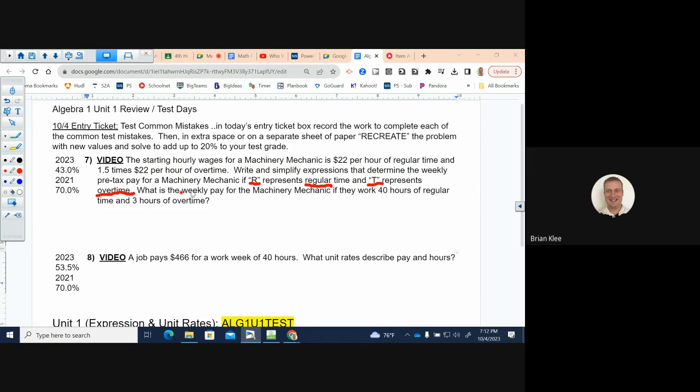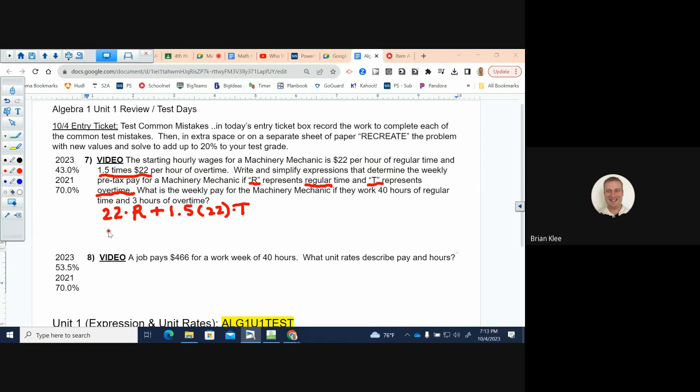So for that expression, we don't know for sure how many hours of regular time a person might have. Typically it's 40, but not all the time. You run out of sick days or something. But we know every hour, $22 will come in. So 22 times R. We don't know R, but whatever the regular time is, we'll multiply it by 22. And then the overtime, it very clearly says 1.5 times $22 per hour. 1.5 times 22. And now we don't know the amount of overtime for sure, so that is times T.